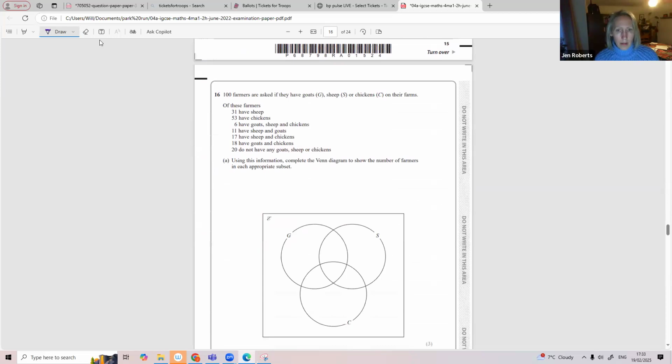Okay. Venn diagram. Doesn't look too complicated. It's just taking these values, right? 20, let's just stick that on the outside. 6 have goats, sheep and chickens there. Goats and chickens is 18. Now that whole thing is goats and chickens. If that whole thing is 18, means this is 12, right?